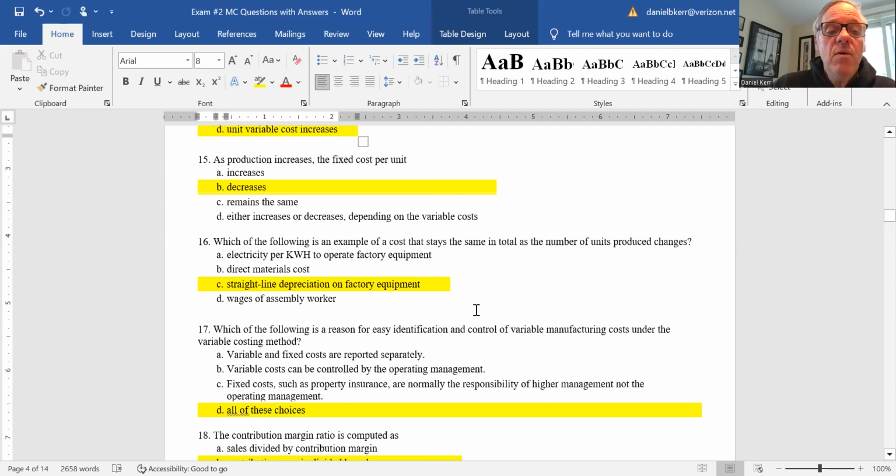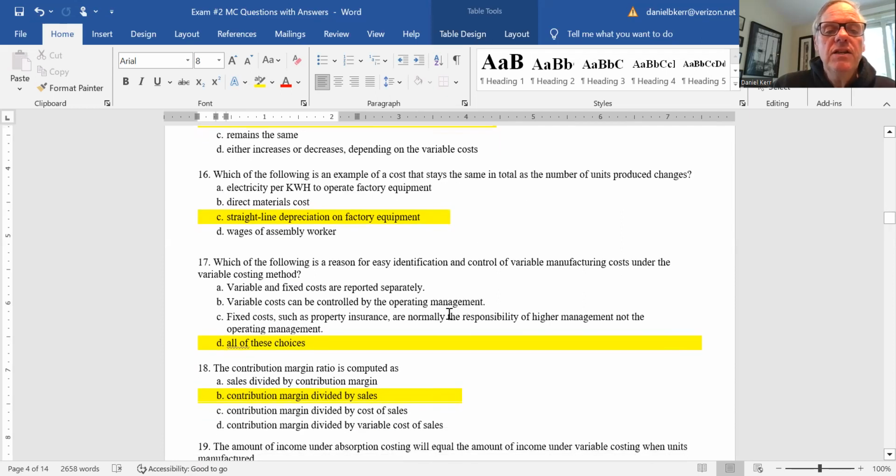Now we're into chapter 7, which had to do with variable costing. Which of the following is a reason for easy identification and control of variable costs under the variable costing method? Well, all of those things are true. So variable and fixed costs can be reported separately. Variable costs can be controlled by operating management. Fixed costs are normally the responsibility of higher management, not the operating management. So all of those are good reasons to use variable costing. So the answer there is D.